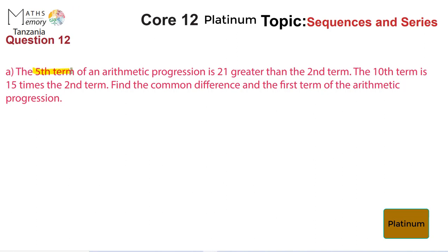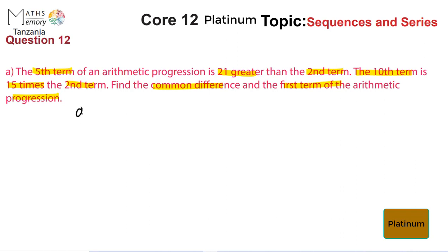So the fifth term of an AP is 21 greater than the second term. The 10th term is 15 times the second term. Find the common difference and the first term of the arithmetic progression. All right, so they're not giving us many numbers over here. It's all about multiples of each other regarding terms in this AP.